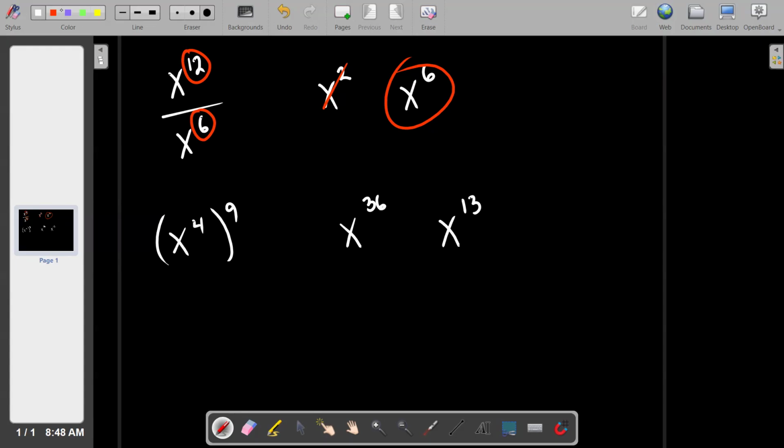It is 36. Remember that with this particular situation, when I have a power and I'm raising it up to a power, this is when I multiply my exponents together. And 4 times 9 is 36. Right? So there is a time to add exponents and there is a time to multiply exponents. This is the one where we multiply. All right.